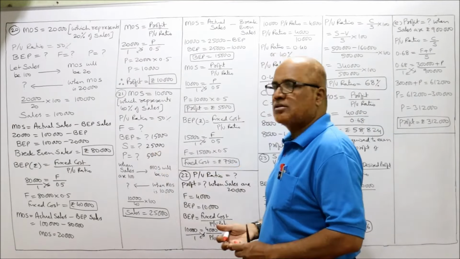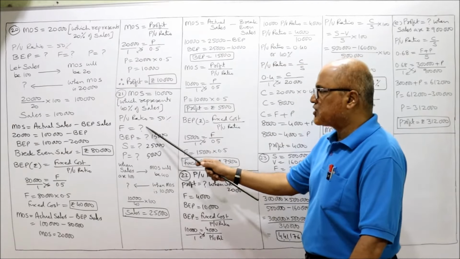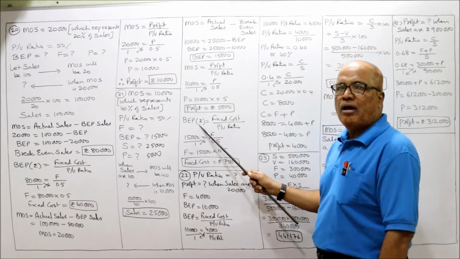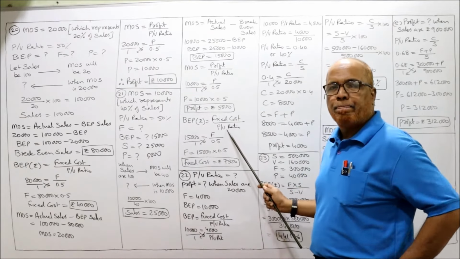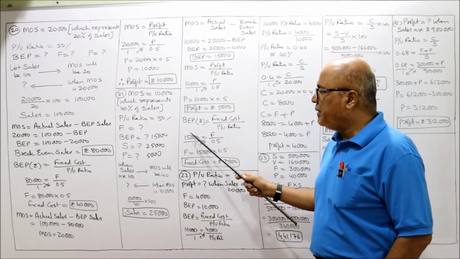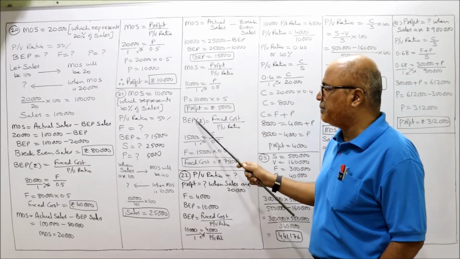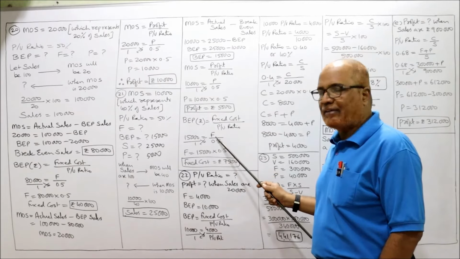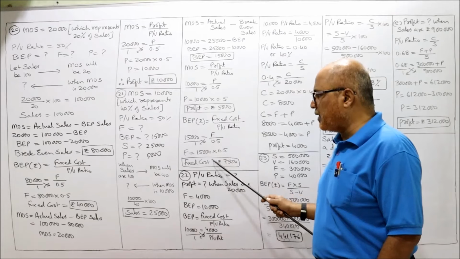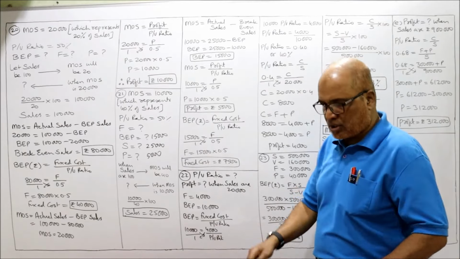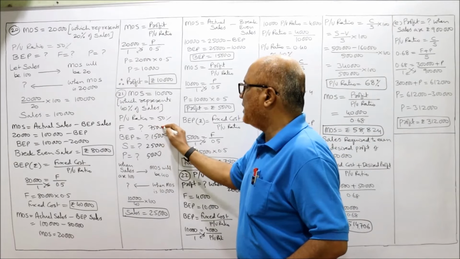Lastly, we need the fixed cost. The break-even point formula is fixed cost by PV ratio. BEP we have already calculated, 15,000. Fixed cost we don't have, but PV ratio is given, 0.5. So 15,000 into 0.5, 7,500. We got fixed cost 7,500. That's all.